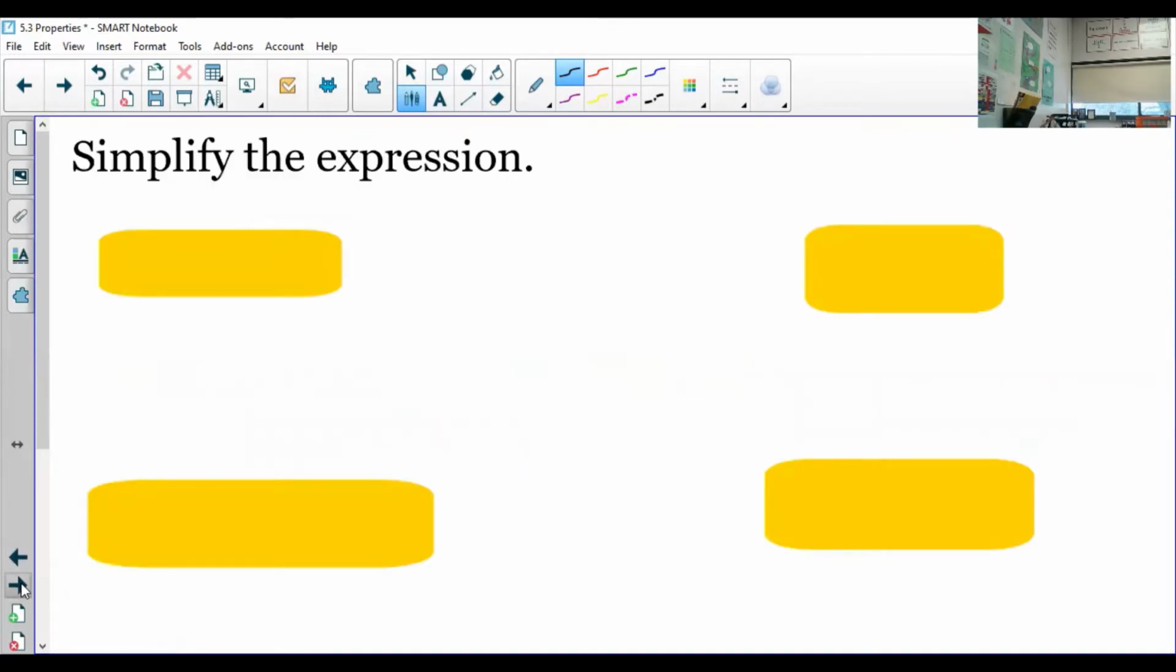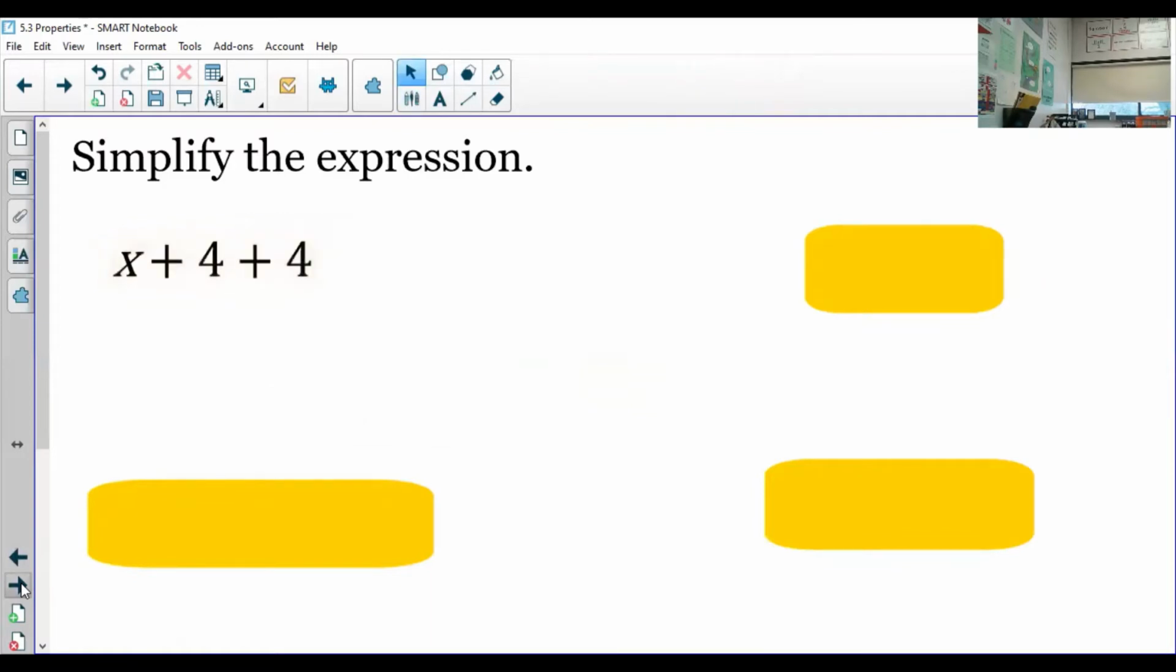Simplify the expression. So let's look at what we have. X plus 4 plus 4. Now, the commutative property says that I can change these around, and the associative property says that I can group them any way that I want to. I don't see any groupings. I don't see any parentheses, so the commutative property says that I can move them around. But I don't really see anything that I need to move, because what's 4 plus 4? 8. What's 8 plus x? We don't know what x is. We just need to simplify. Can I make that any smaller? No. So that would be the answer.